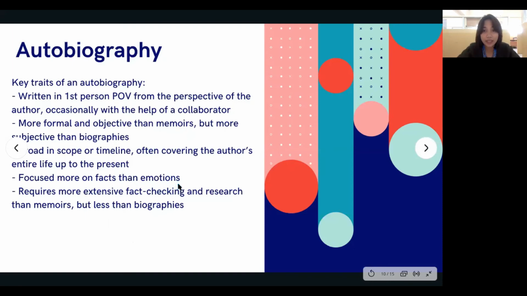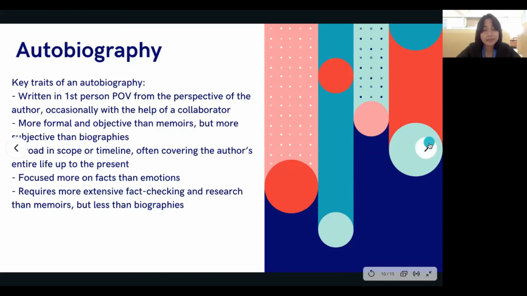Yan, pinaka-importante. Kaya, may iwasan natin ng pagiging bias if we are focusing on the facts and not on your emotions. Requires more extensive fact-checking and research than memoir. Okay, so later we're going to identify the differences between autobiography and memoir. Okay, so here it is.